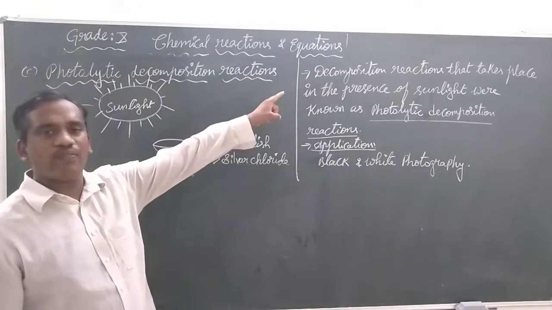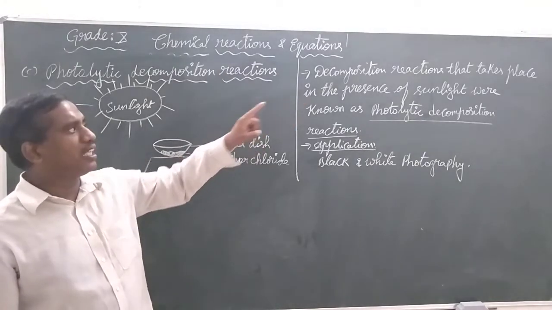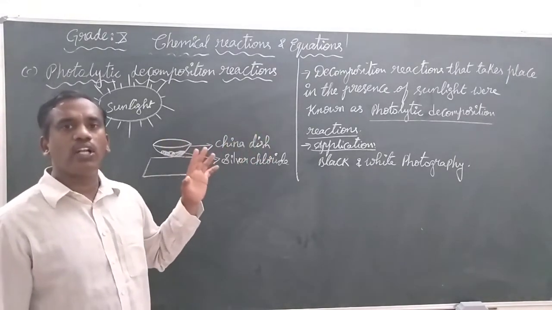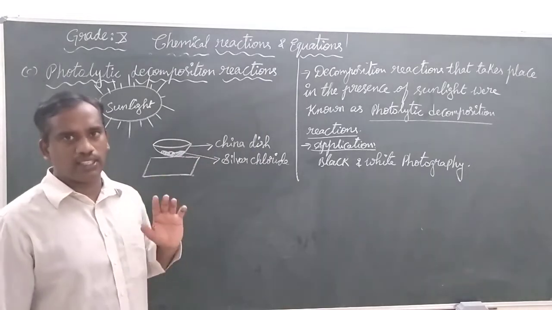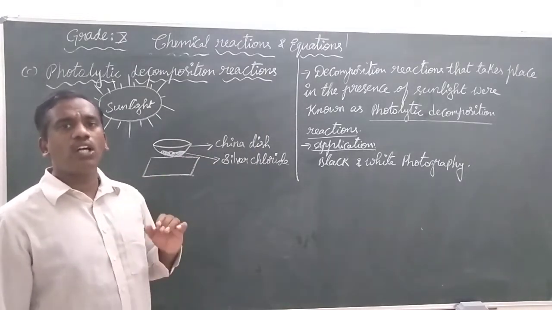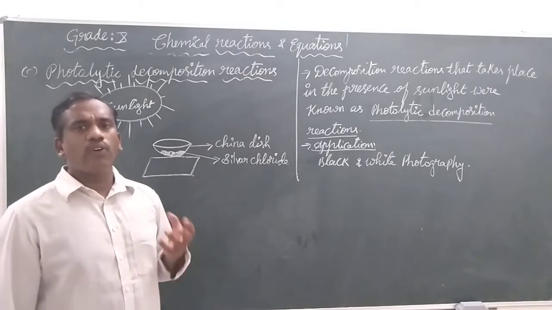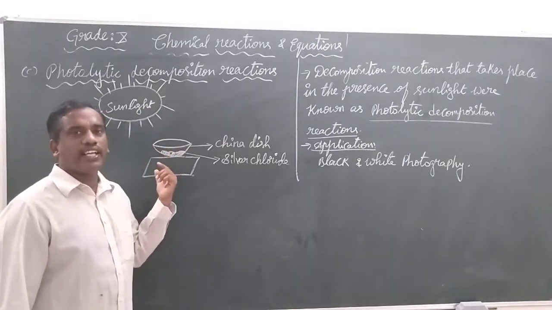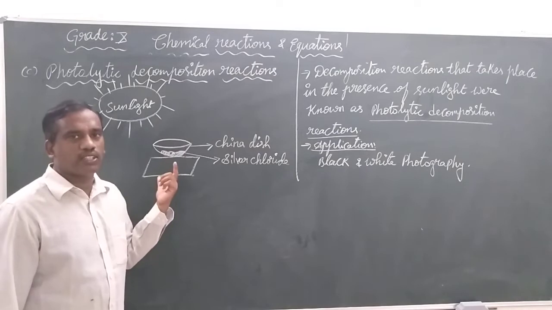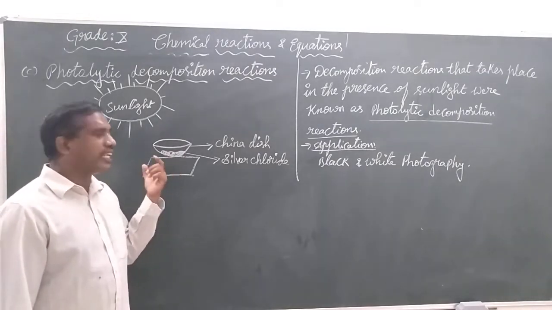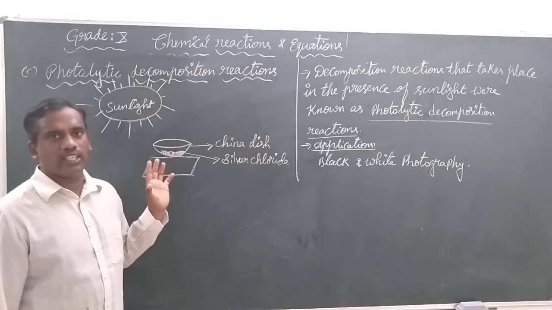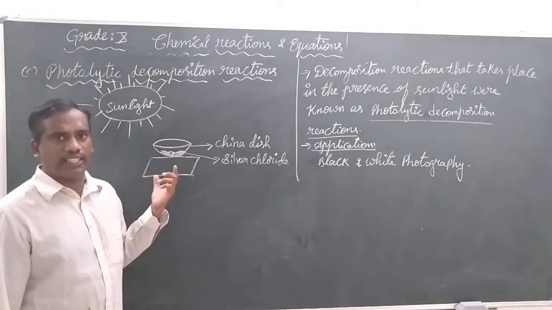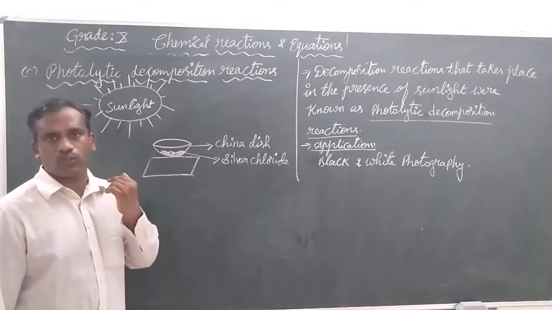So the definition you can see: decomposition reactions that take place in the presence of sunlight are known as photoelectric decomposition reactions. For this, what things do we want? We want very simple things. We are going to take a china dish. Don't think china means it is going to get corona in the dish. This china dish is made up of porcelain, and it was first developed in China, so it is called the china dish. Even we can take a watch glass also.